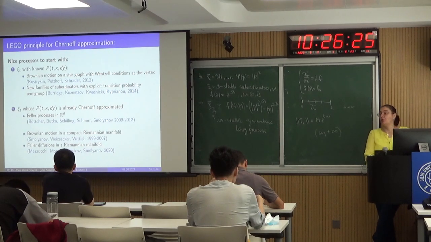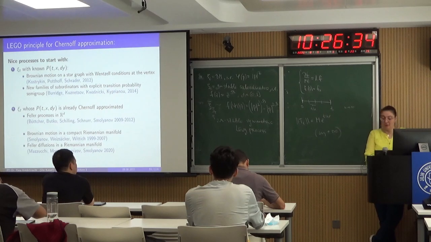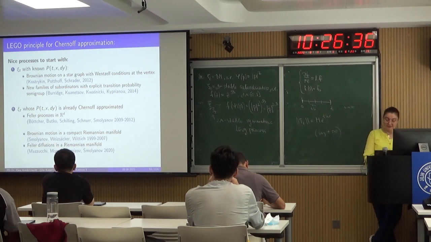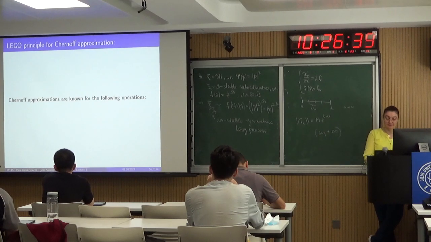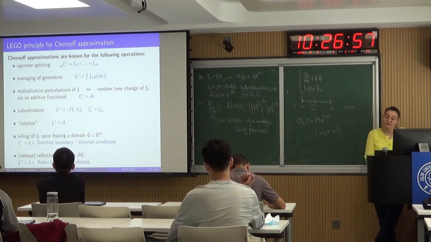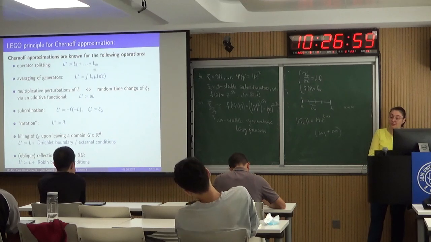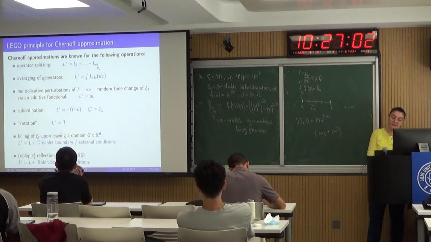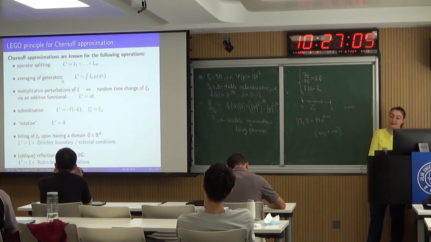So we start from a nice process or from the nice operator, from the nice semigroup, and then we apply some operations to construct more advanced semigroups. So which operations are already considered in this setting? Chernoff approximations are known for the following operations. Operator splitting, that is, if we have some easy terms and then consider their sum, and then the more advanced operator is just the sum of simple summands, so to say. So this is possible. Then averaging of generators.